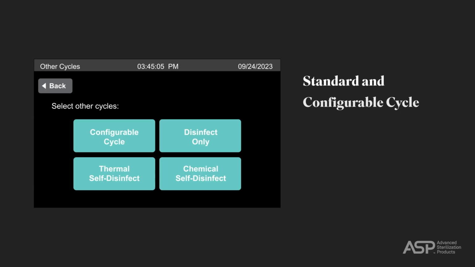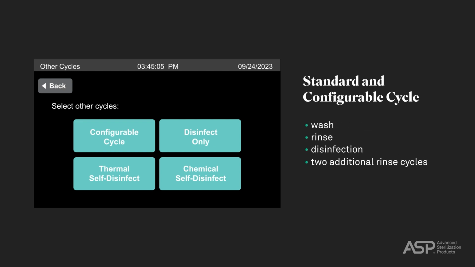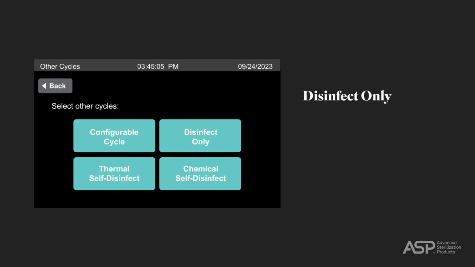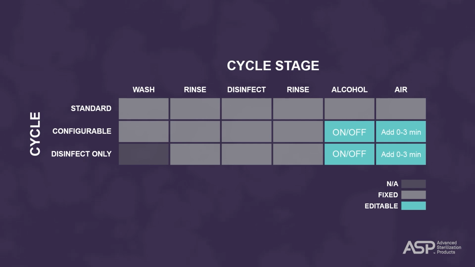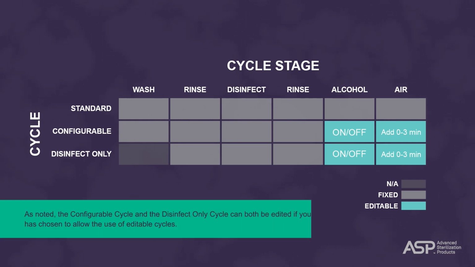The stages of the Standard and Configurable Cycle include wash, rinse, disinfection, 2 additional rinse cycles, alcohol flush, and air purge. The stages of the Disinfect Only Cycle include a preliminary rinse, disinfection, 2 rinses, optional alcohol flush, and air purge. The Configurable and Disinfect Only cycle can be customized by turning off the alcohol flush or increasing the air purge time. As noted, the Configurable cycle and the Disinfect Only cycle can both be edited if your site has chosen to allow the use of editable cycles.